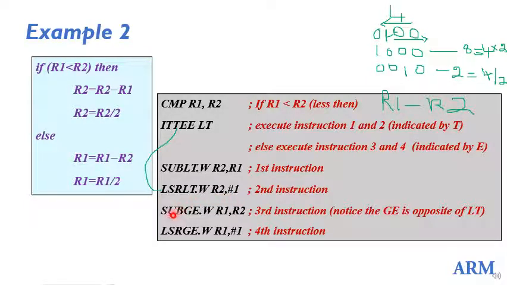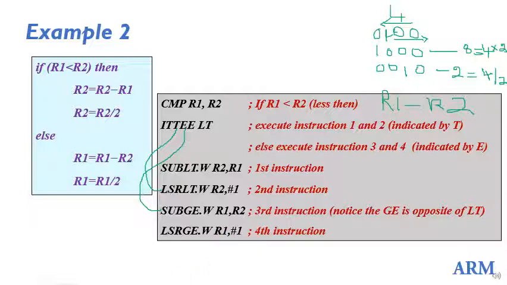Now, else, the next two instructions have to be executed. The opposite of LT is GE, so this instruction should have GE. The instruction is R1 minus R2, so SUBGE R1, R2 is going to be executed. Since it is in the else block, this instruction corresponds to Y, so Y should be written here as E. The next instruction is R1 divided by 2. As I have told you, the division operation is done by a right shift by 1, LSR R1, #1.